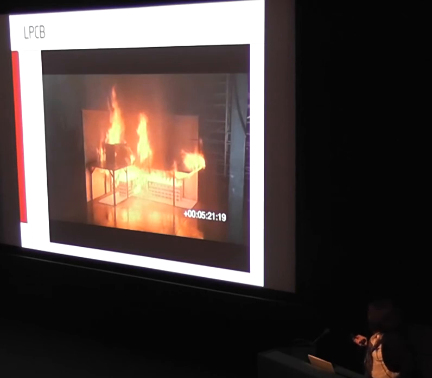So what happens is you get water delivery, and this area here becomes effectively extinguished. You get continued burning underneath the crib.